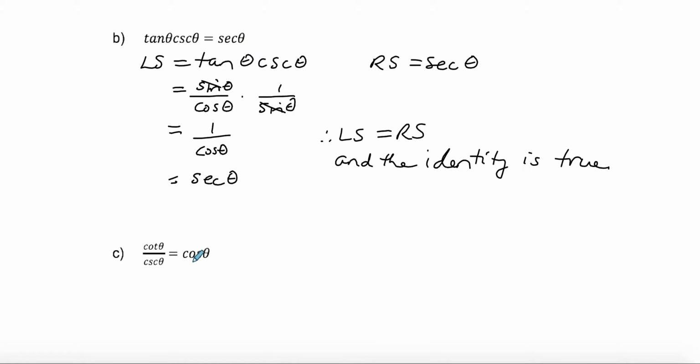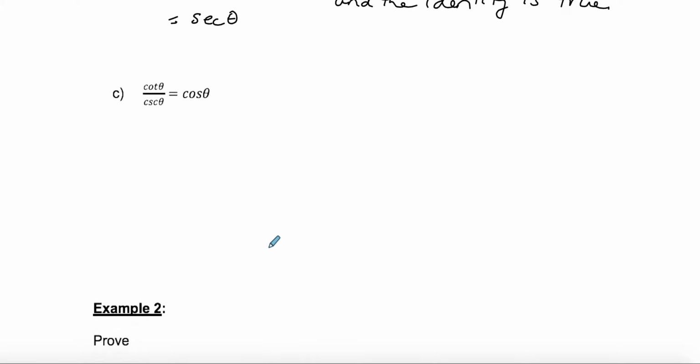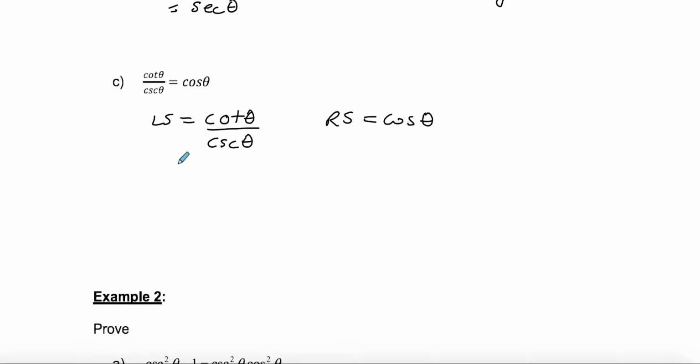And part C, we have another one: cotangent theta divided by cosecant theta. Try and prove that that actually equals cosine theta. So we're going to tackle the left side first. I know that cotangent theta is the same thing as cos theta over sine theta. And I know cosecant theta is the same thing as 1 over sine theta. It's the reciprocal.